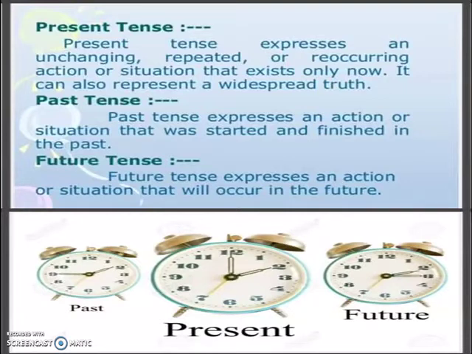Number 3, future tense. Future tense expresses an action or situation that will occur in the future. For example, we will go back to school soon. This action will take place in the upcoming days.